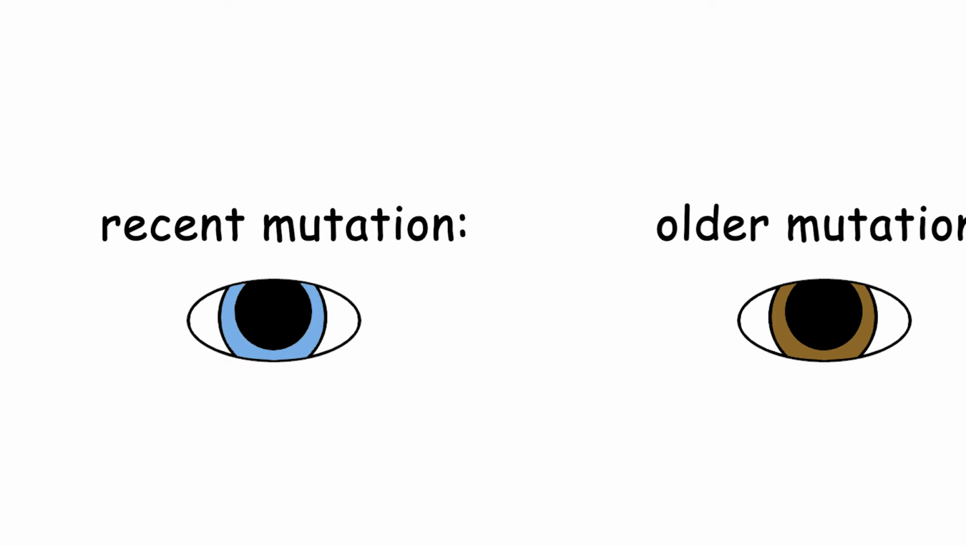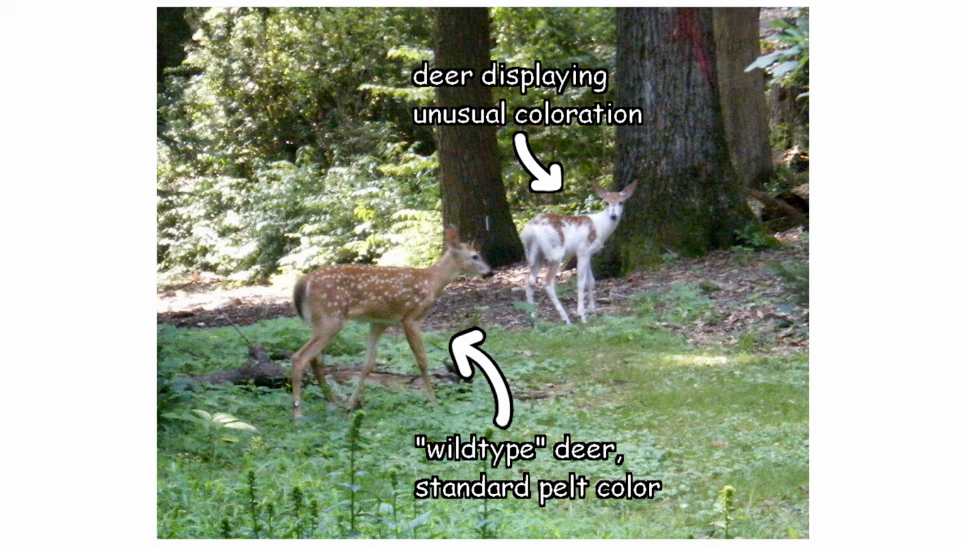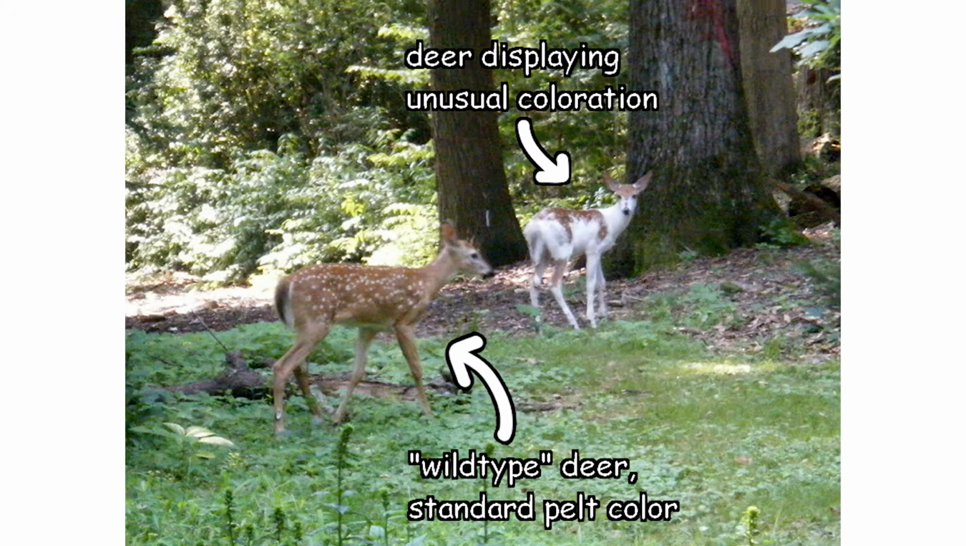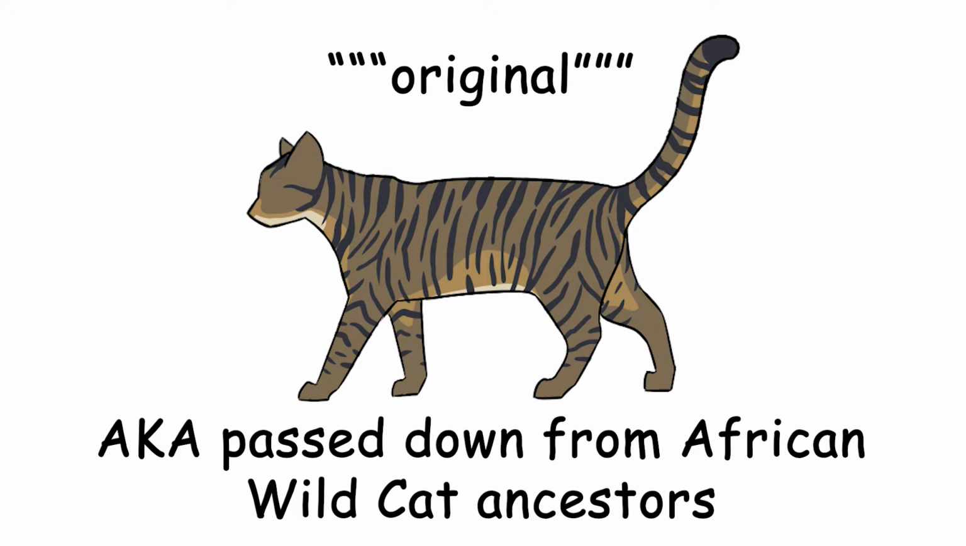Some mutations are more recent, speaking in broad evolutionary time, like blue eyes. But even having eyes at all is the result of countless mutations over countless years of evolution. The term wild type is used frequently by geneticists to refer to quote-unquote original or the most common mutations that a species has to differentiate between old mutations and new ones. In cats, we might say that this mackerel stripe pattern is a wild type because it was the original cat stripe pattern they inherited from African wildcats at the dawn of domestication.